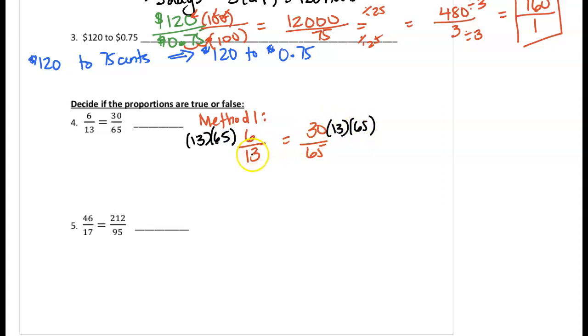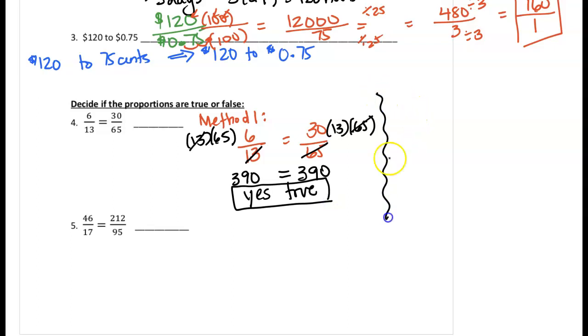On the left-hand side, you're going to notice that the 13 divided by 13 becomes 1, and we end up with 65 times 6, and we can get that quantity, 65 times 6, as 390. On the right-hand side, the 65 divided by 65 reduces to 1, and we're left with 30 times 13, which gives us 390. So now we can say that yes, 390 is equal to 390, so yes, this proportion is true.